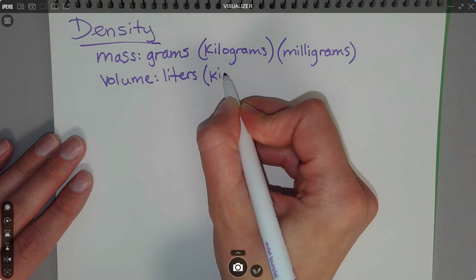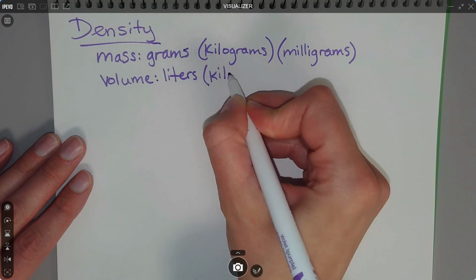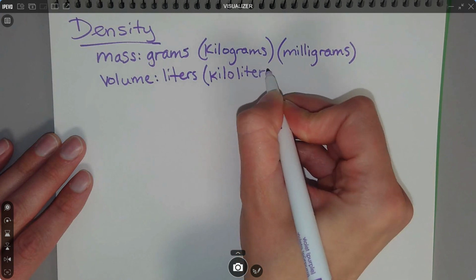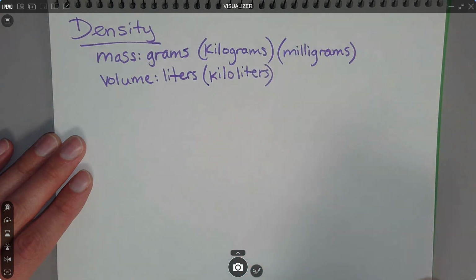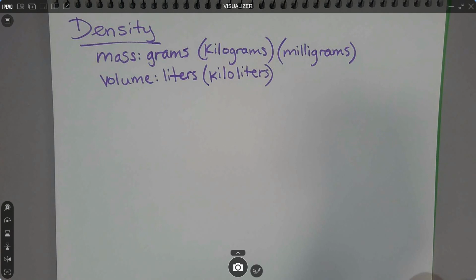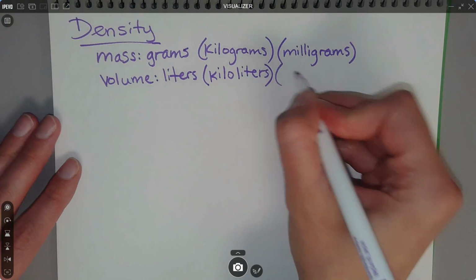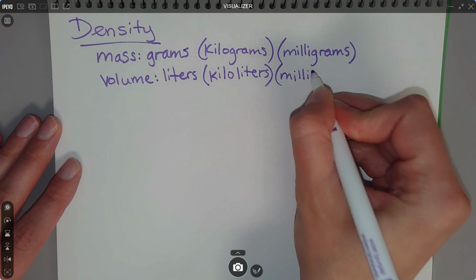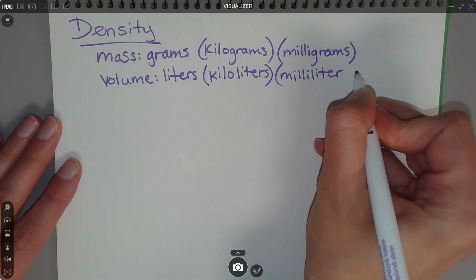This is really hard to spell, by the way. Kiloliters. Isn't that the silliest word you ever saw? I don't know if I've ever heard anybody talk about kiloliters. Doesn't that just mess with your brain? Okay, or we could have milliliters. We definitely use that a lot. That one messes with your brain too, but not quite as bad.